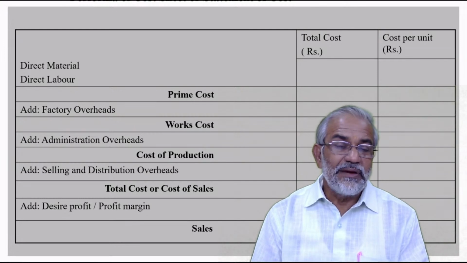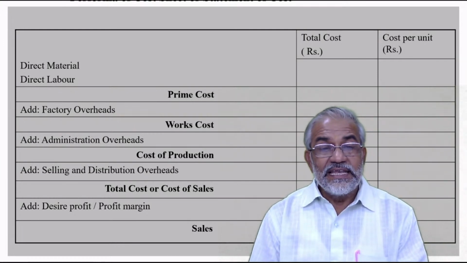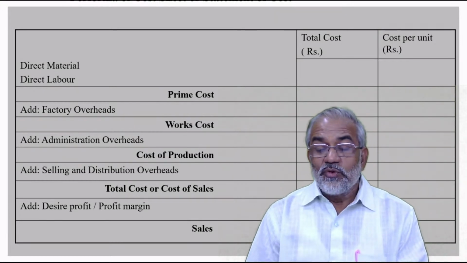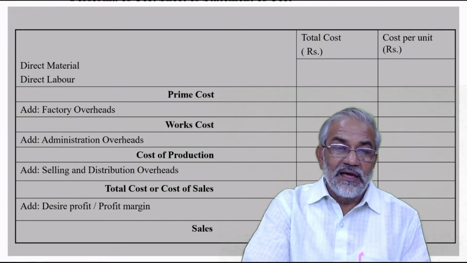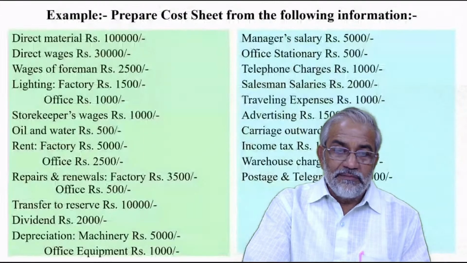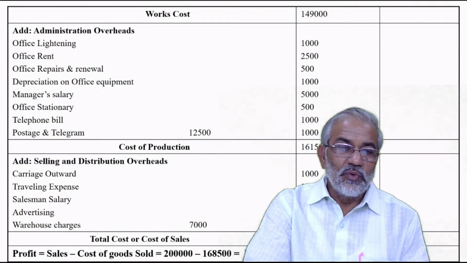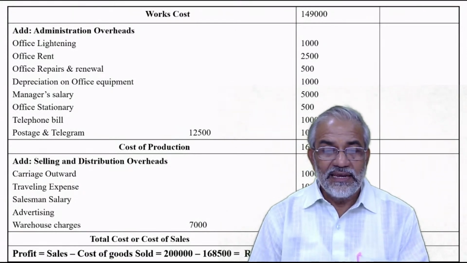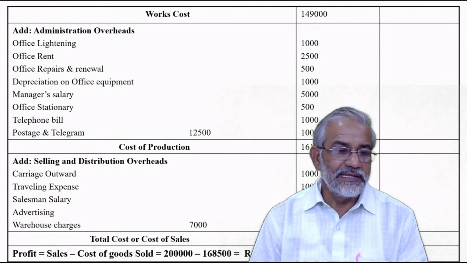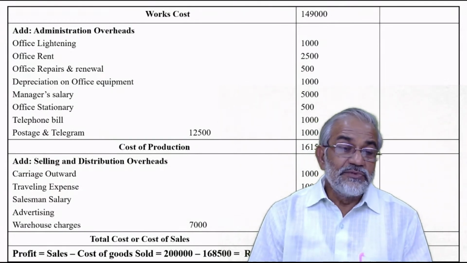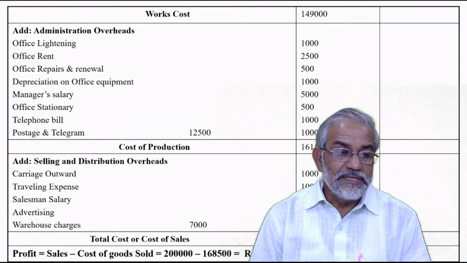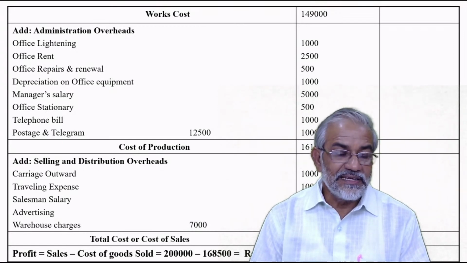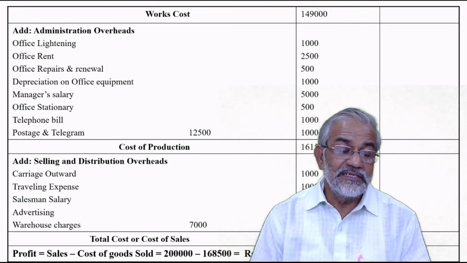But that is not the end by itself. There may be selling and distribution overhead. Selling and distribution overhead means how to make the goods sellable. That is also a major component of expenses which have to be included in the cost of production before determining the total cost or the cost of sale. Selling and distribution overhead includes carriage outward, that means transportation outward, traveling expenses, salesman's salary. It may include salesman's commission even.